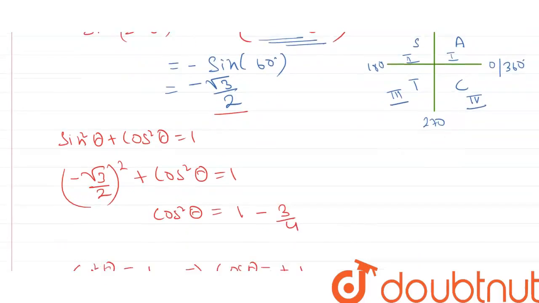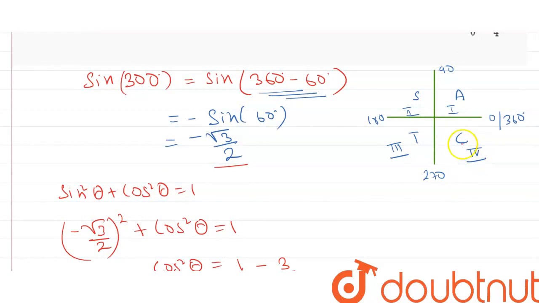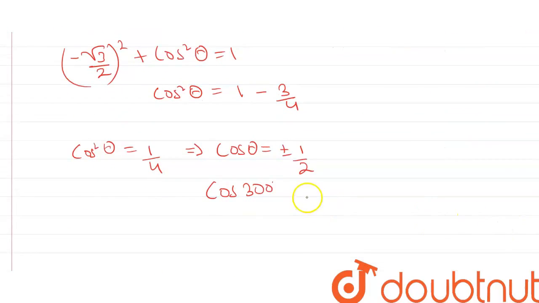So we have cos 300. Now, in which quadrant will the 300 angle lie? It will definitely lie in the fourth quadrant, and the value of cos in the fourth quadrant is positive. So we select cos 300 as 1 by 2.